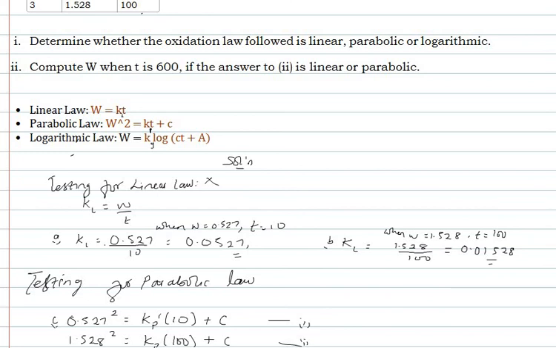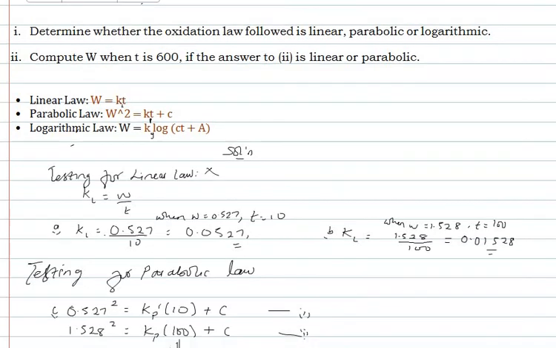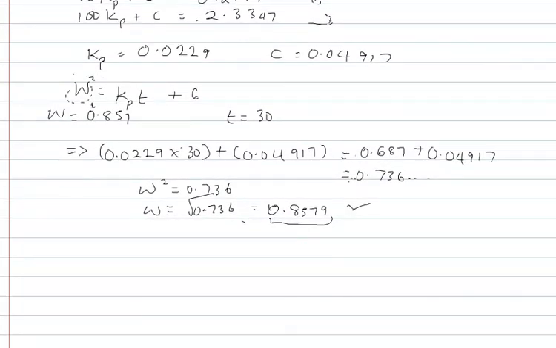Now let's remember that in this case we're asked to compute further, that we're supposed to calculate W when T is 600 if the answer is linear or parabolic. You see, even here they've simplified matters. If we had determined that our law is logarithmic, they didn't ask us to solve this question number 2. And maybe this will even give you a hint that the answer will have to be maybe linear or parabolic, except if they are going to test it, because why put a question if they don't want you to answer it? So in this case, we're going to use our formula for parabolic to calculate W with T equal to 600. So we'll go to our section 2. We have W squared is equal to KPT plus C.